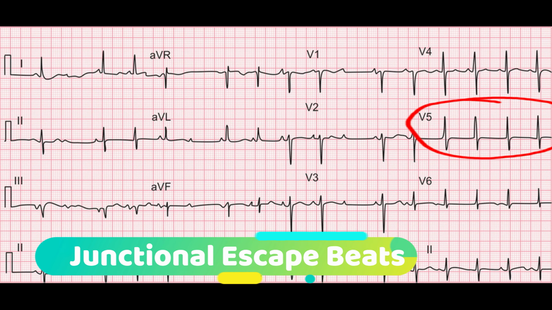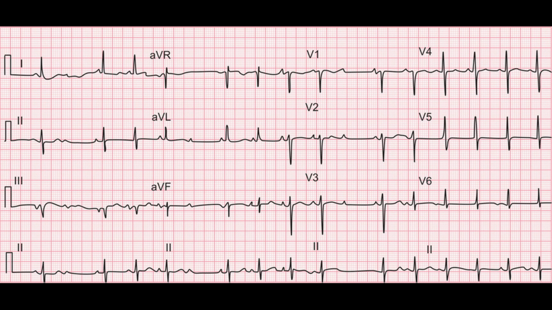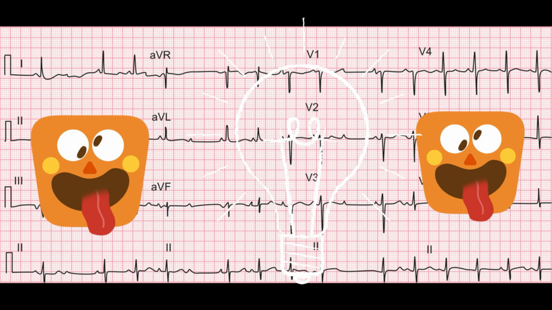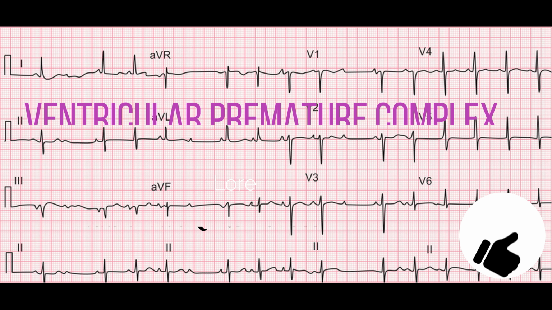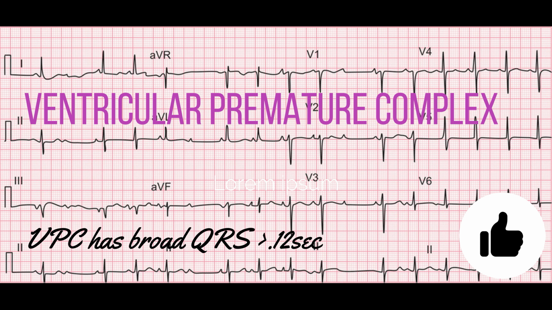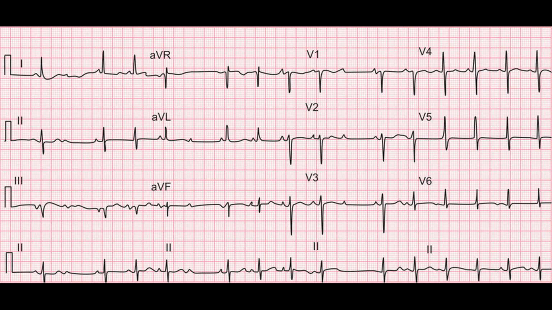There are normal duration QRS complexes, but there is no P wave preceding these complexes. That is how you identify a junctional escape beat or a junctional escape rhythm. Now you will ask how to differentiate from VPC, ventricular premature complex, because in that also there is no P wave preceding the QRS complexes. In a VPC the QRS duration is more than 3 small squares. 1 small square is 0.04 seconds, so 0.12 seconds. So the QRS duration is more than 3 small squares in a VPC.